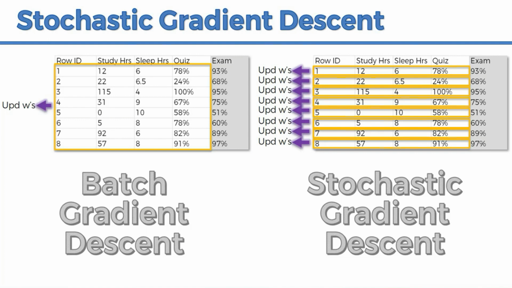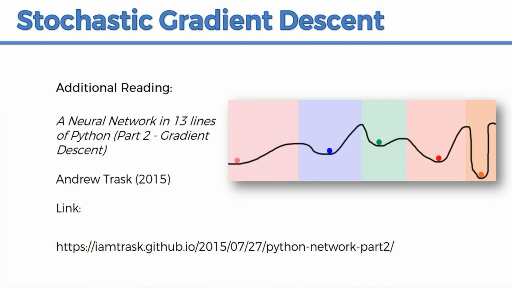If you'd like to learn more about gradient descent, there's a great article you can have a look at. It's called A Neural Network in 13 Lines of Python, Part 2, Gradient Descent by Andrew Trask. The link is below.